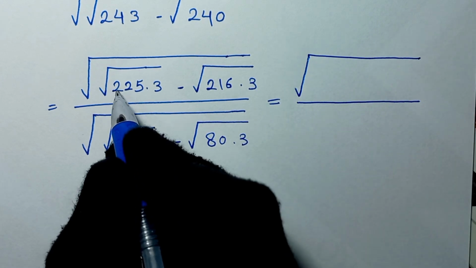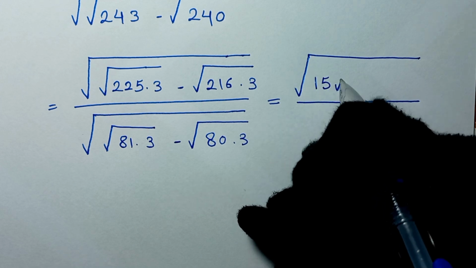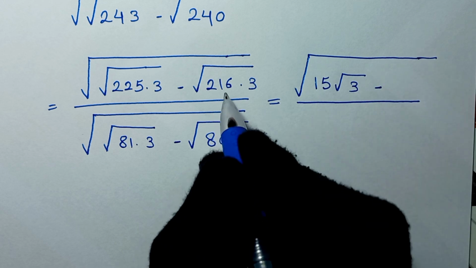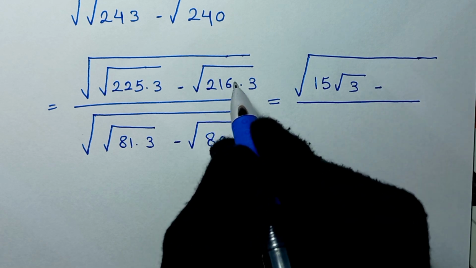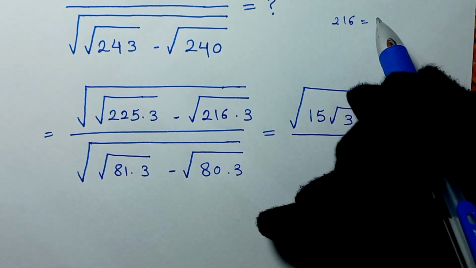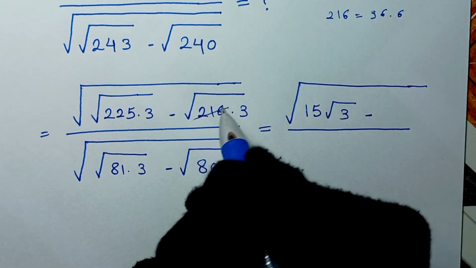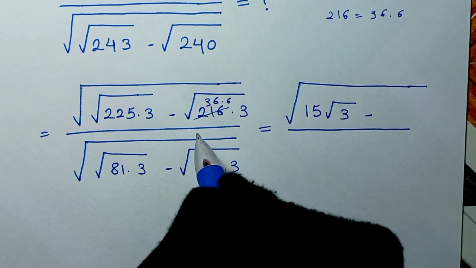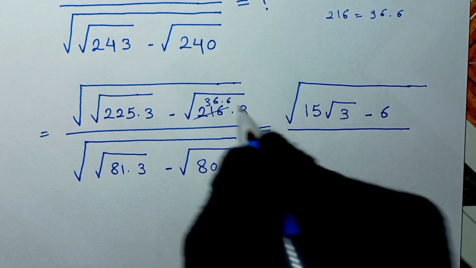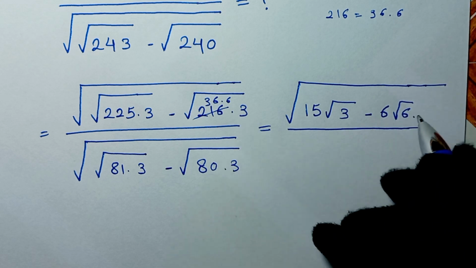in here, a square root of 225 is 15, so we write 15 times a square root of 3, and minus, in here we have 216, and 216 is 36 times 6. So, in here we can write this as 36 times 6. And a square root of 36 is 6, and times this square root of 6, and times this square root of 3, right?